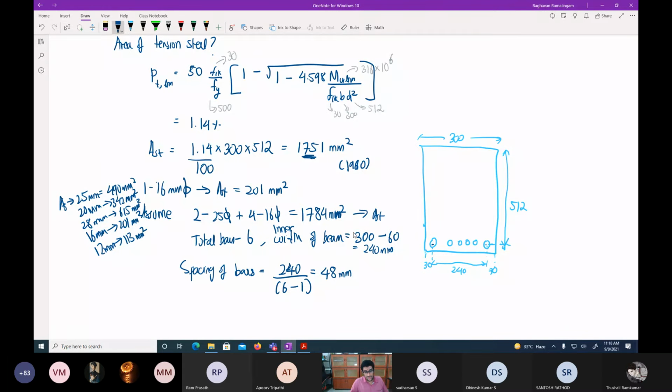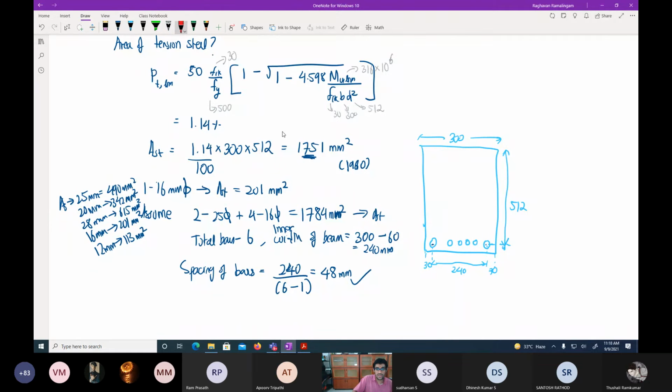So if you remember the previous class, we had some restrictions regarding the spacing of the bars. For example, the spacing should be more than the greatest of aggregate size plus 5, then the diameter of the largest bar. The diameter of the largest bar is 25 mm, 48 is greater than that. Mostly we may be taking 20 mm aggregates, so it is also more than that. So this spacing is okay.